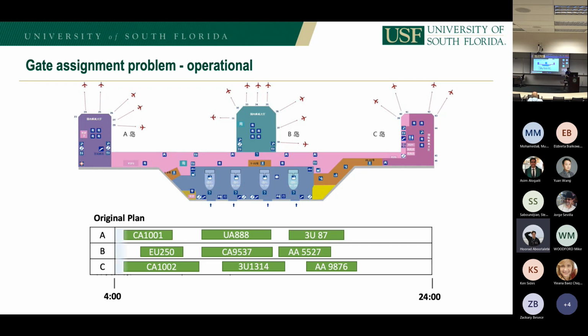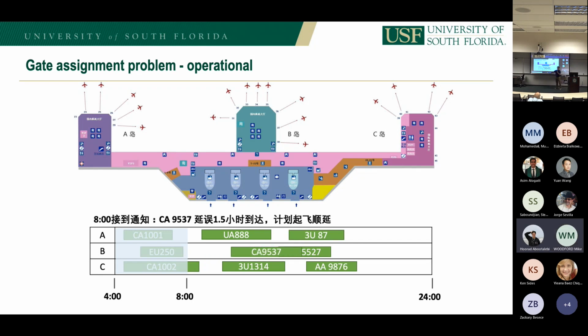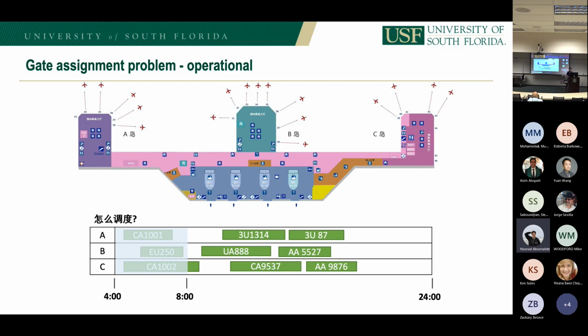So at 8 o'clock, we received the notice that CA9537 will be delayed. And we see a conflict. This is the original plan, but our operational target is to change this plan. How do we dispatch it? So we move it to a different gate, and we move it. Okay, we come up with new feasible plans. Rescheduling or redispatching is the most frequently cited problem at the operational level.